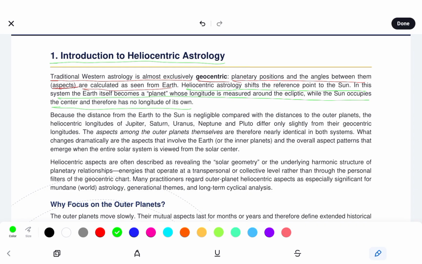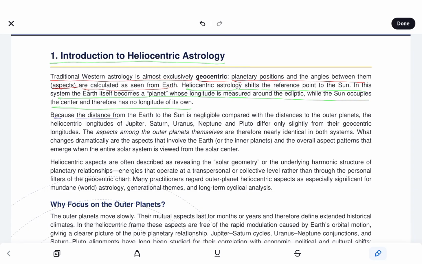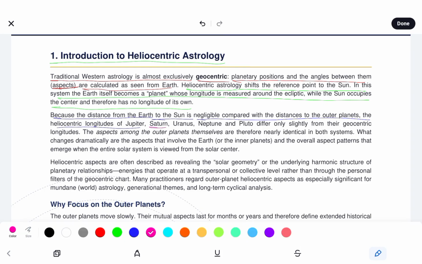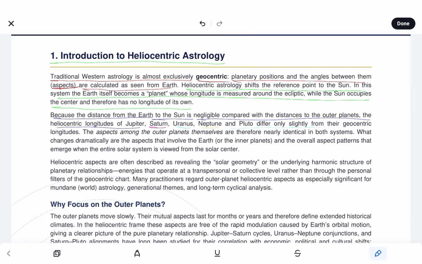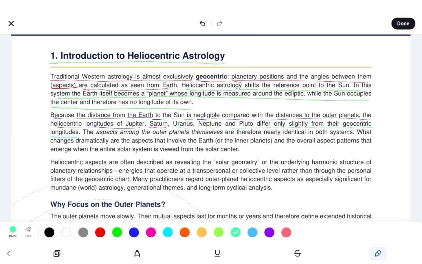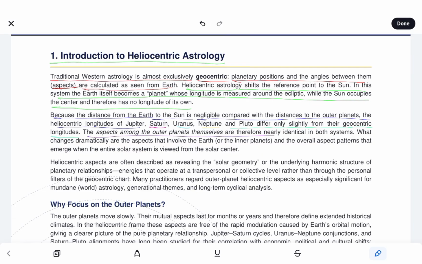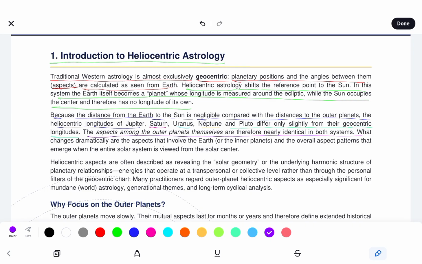Because the distance from the Earth to the Sun is negligible compared with the distances to the outer planets, the heliocentric longitudes of Jupiter, Saturn, Uranus, Neptune, and Pluto differ only slightly from their geocentric longitudes. I made a video previously, and this is a follow-up to that one, about heliocentric and geocentric astrology. So the aspects among the outer planets themselves are nearly identical in both systems.